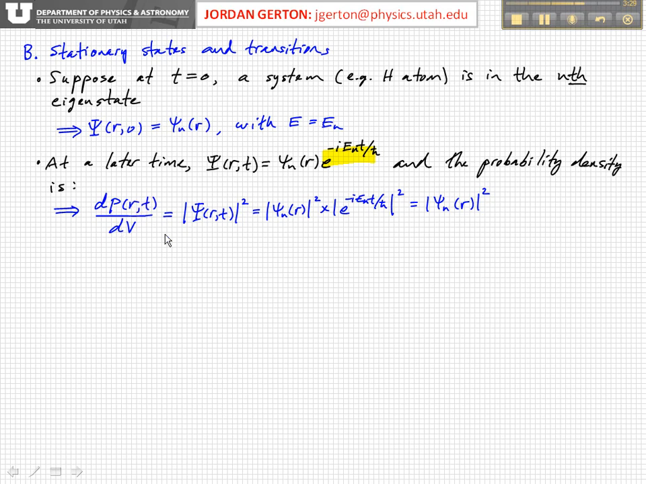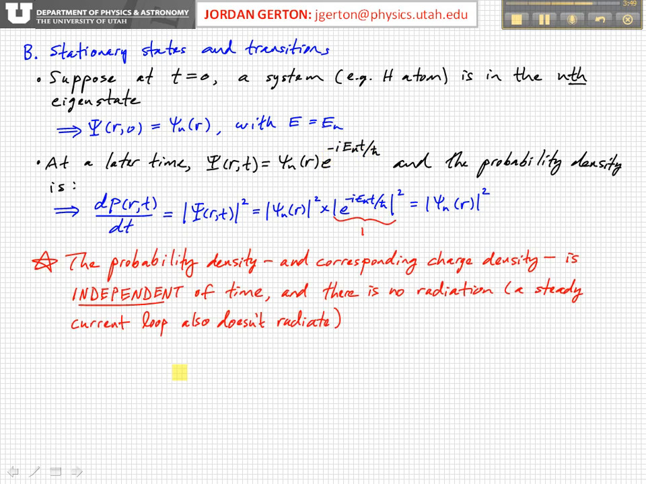So anyway, the probability density is equal to the magnitude of the wave function squared, which is equal to the spatial part squared times the temporal part squared. And because this complex exponent has unit magnitude, this basically just goes to 1. Okay, and you get the probability density is equal to the eigenstate wave function squared, and since it's an eigenstate, it doesn't evolve in time. It's just a function of r position.